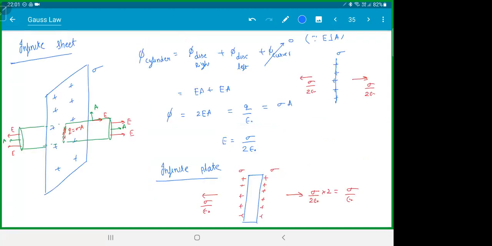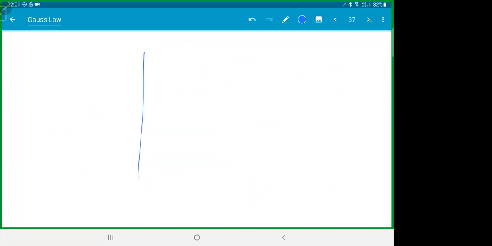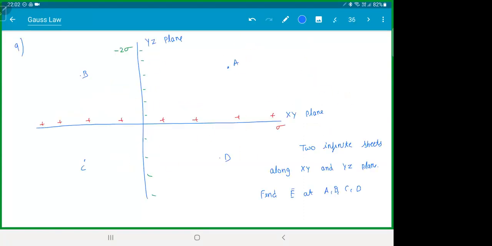Again, remember, whenever you have an infinite sheet, how is the field? If this is your sheet and it is plus, the field will be away from the sheet. If it is minus, the field will be towards the sheet. So you just find the field due to each sheet and add them vectorially. The best question would be to draw the field lines. They'll give you 4 diagrams and ask you to draw the field lines.